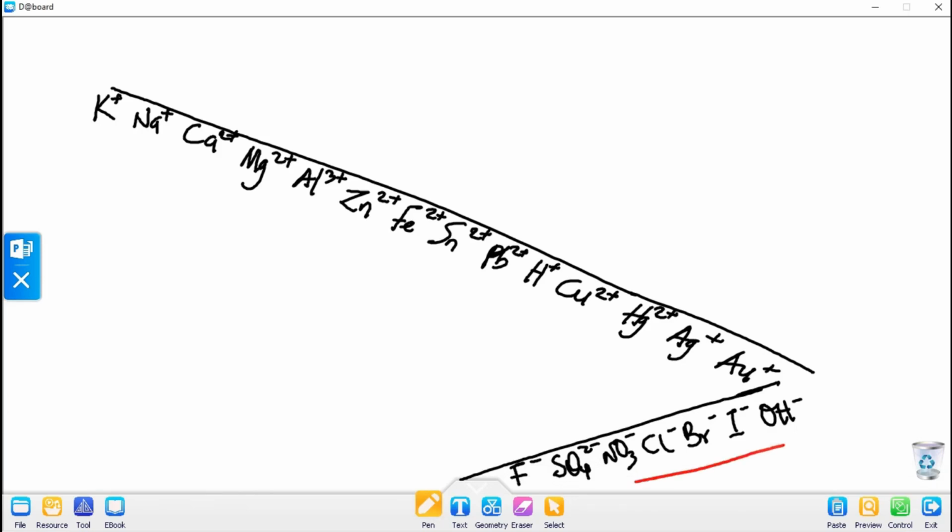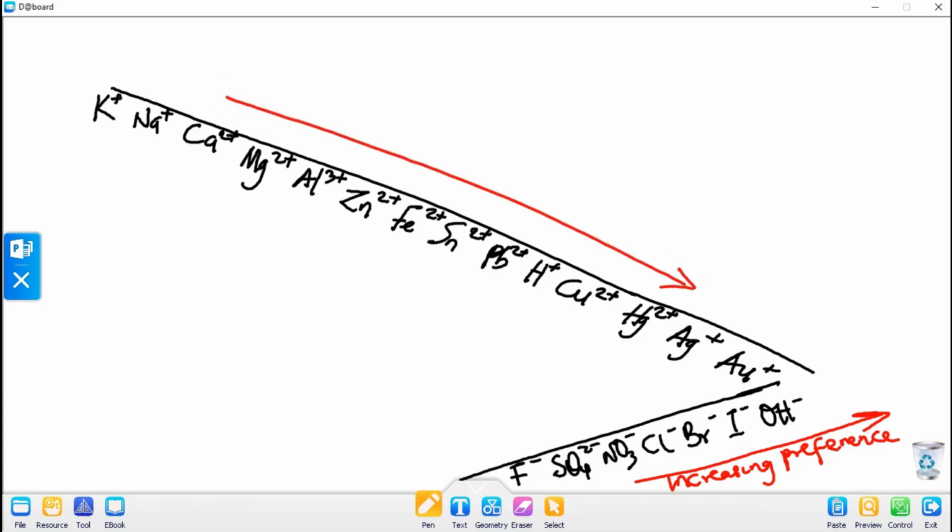If we go this way, there is increasing preference for discharge. Similarly, if we come down this way, it is also increasing preference for discharge of the ions. So this is the electrochemical series.